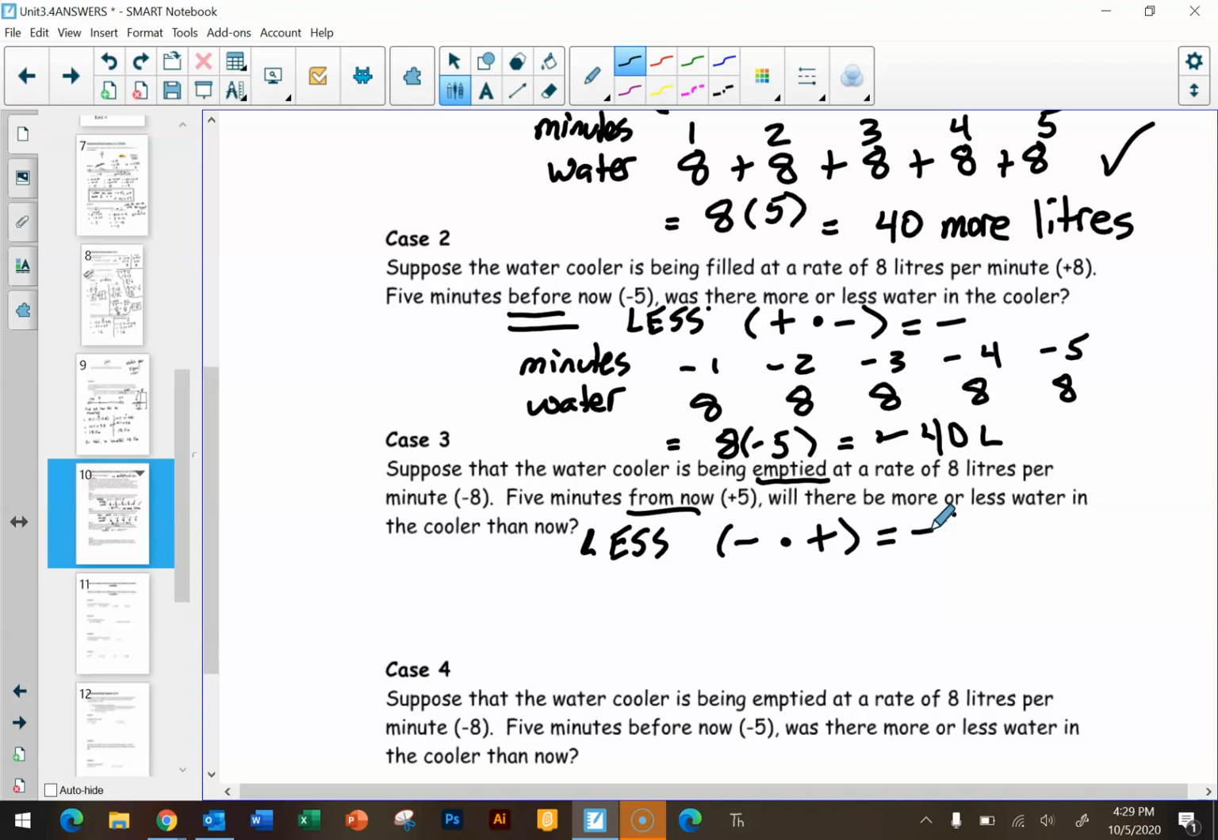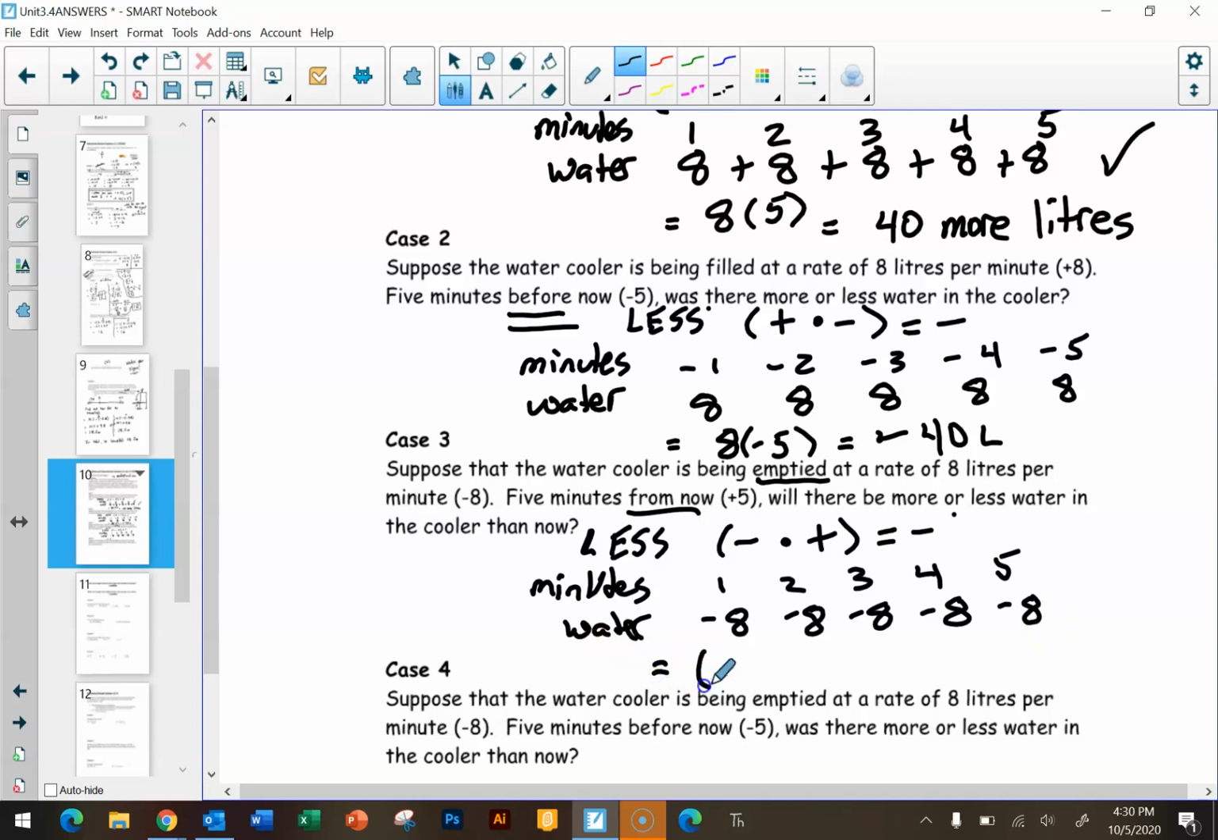So let's look at this. We've got minutes 1, 2, 3, 4, 5 minutes. They're all positive because it's going from now into the future. But our water this time, we're actually losing it. So it's negative 8 liters per every minute. Okay? So in this case, it's repeated subtraction, but that's just multiplication by a negative.